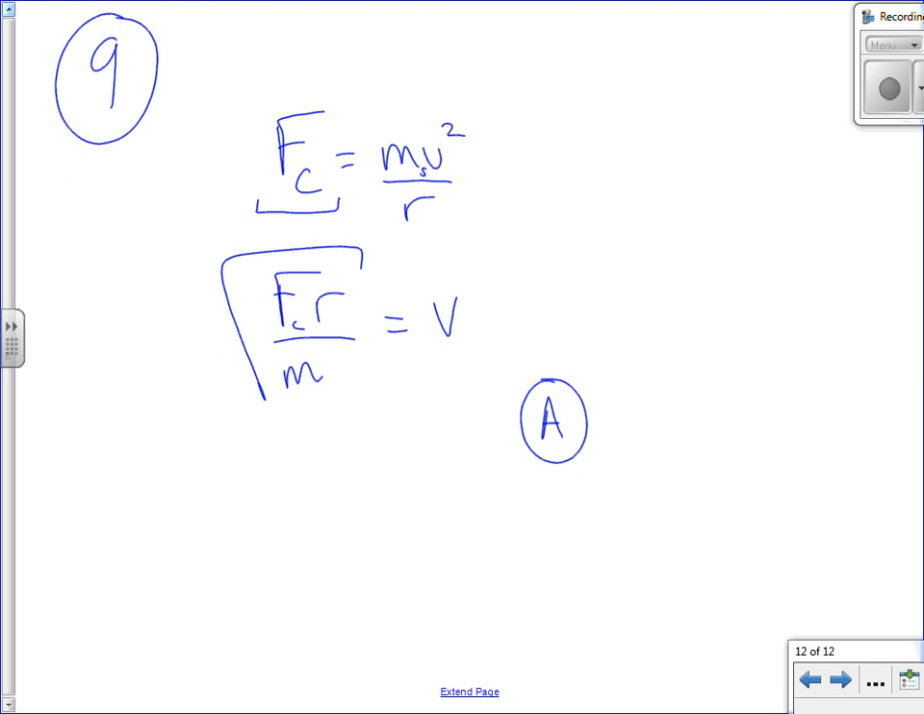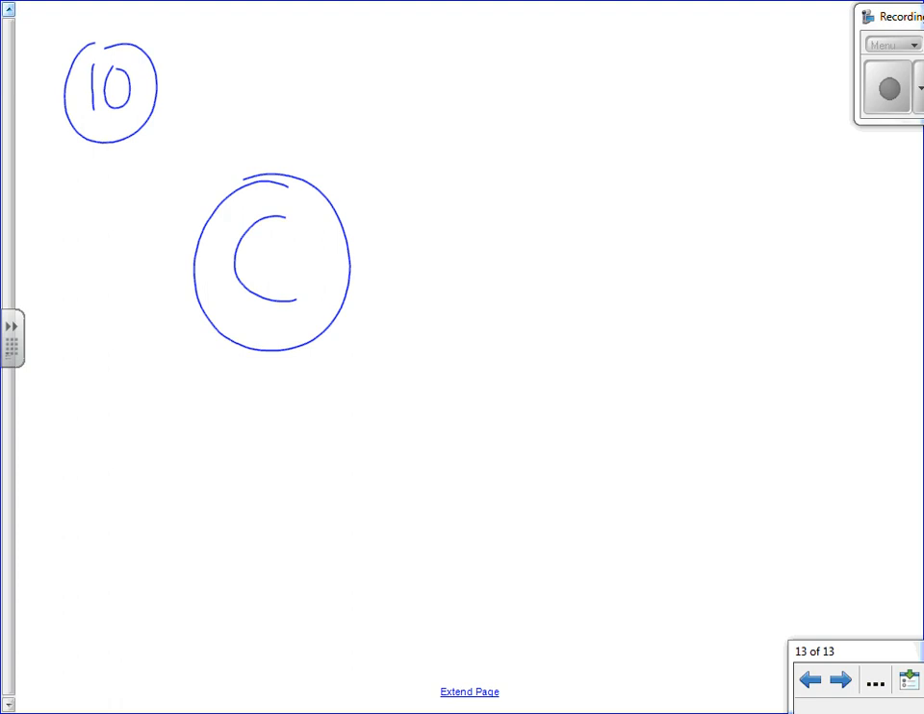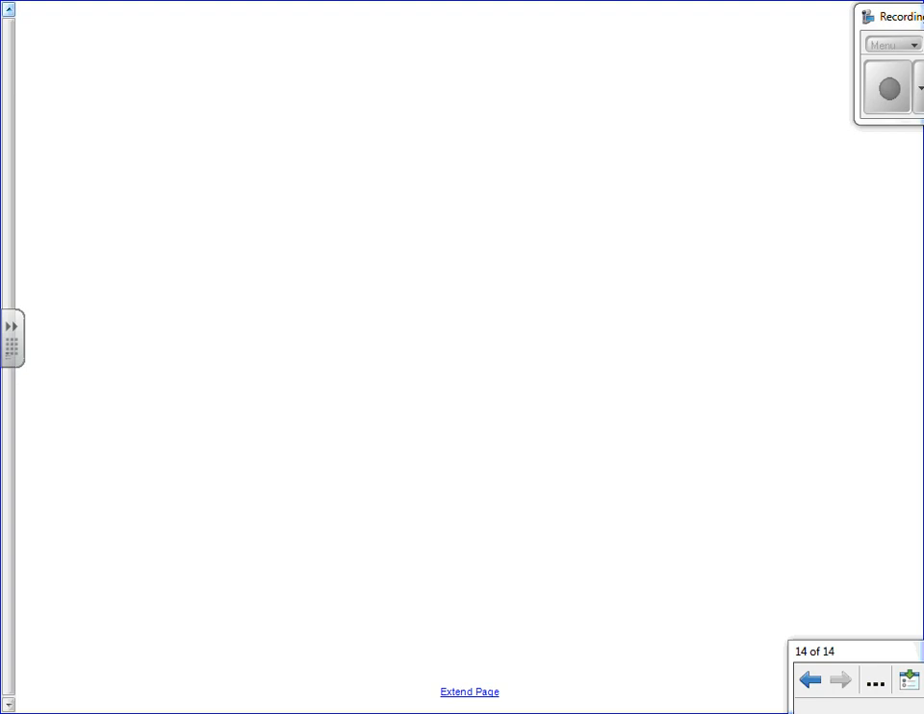Okay? 10. Which of the following is true of the velocity and acceleration vectors for something moving in a circle? They are always perpendicular. C. Always true, right? v is always tangent. a is always centripetal. Always perpendicular no matter what. That is C. Onward. This doesn't take so long.